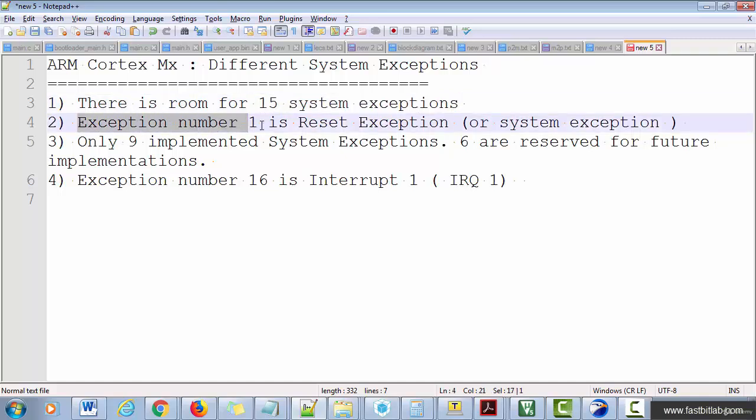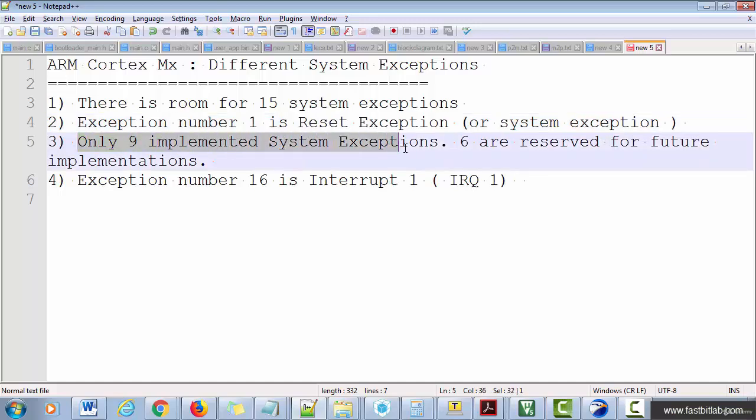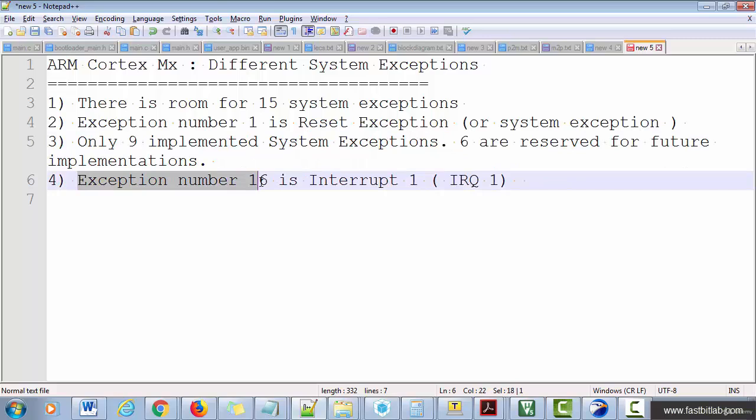Exception number 1 is always the reset exception. Or you can also call it the reset system exception. And remember that only 9 system exceptions are implemented. There is room for 15 system exceptions, but only 9 are implemented in the hardware and 6 are reserved for future implementations. And exception number 16 is called IRQ1 or interrupt 1.